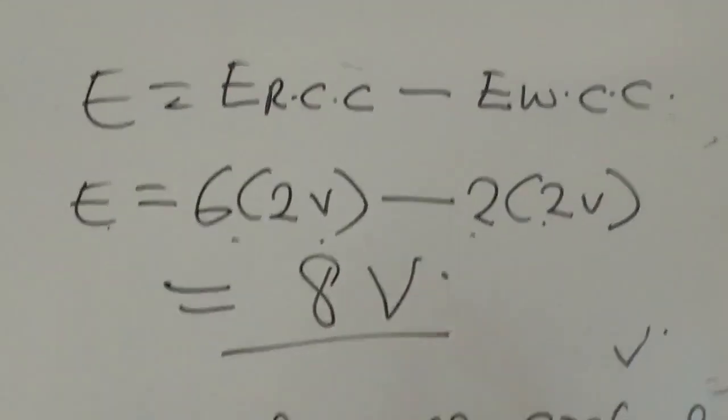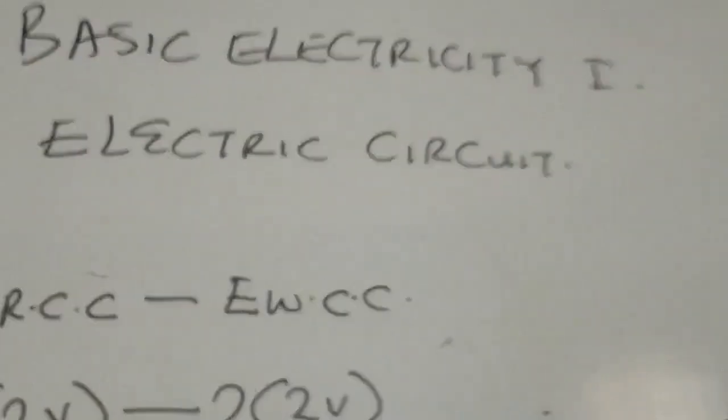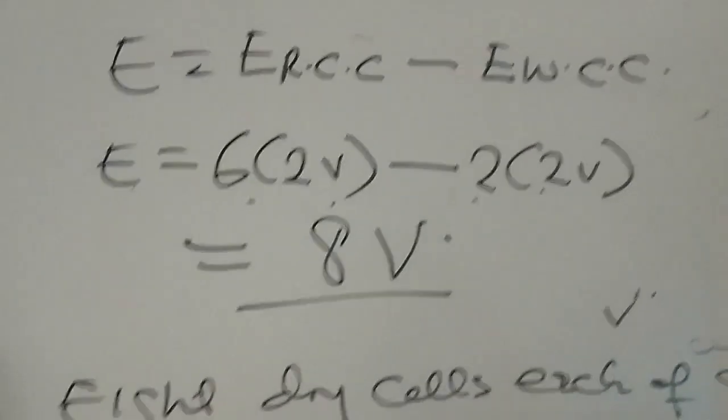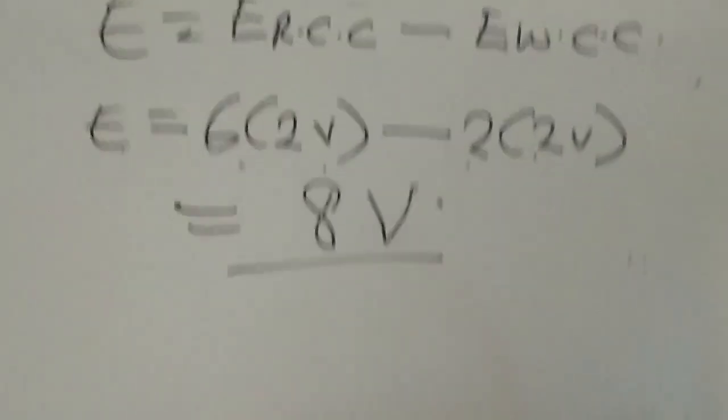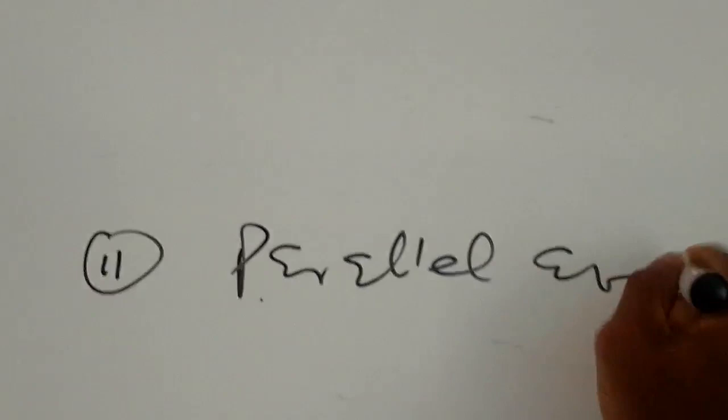So having done that, we now move to the other method of connecting cells. As I said, cells can be connected in series, and they can also be connected in parallel. So the second method is parallel connection, or parallel arrangement of cells. In this method, the cells are not connected end to end, but they are connected parallel to each other.